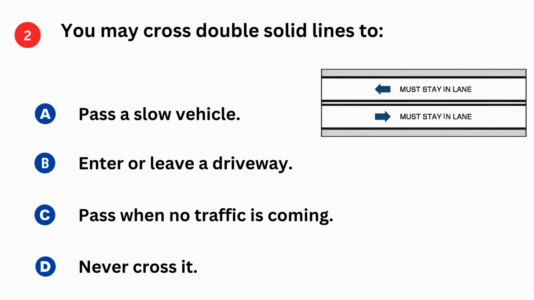You may cross double solid lines to A. Pass a slow vehicle. B. Enter or leave a driveway. C. Pass when no traffic is coming. D. Never cross it.